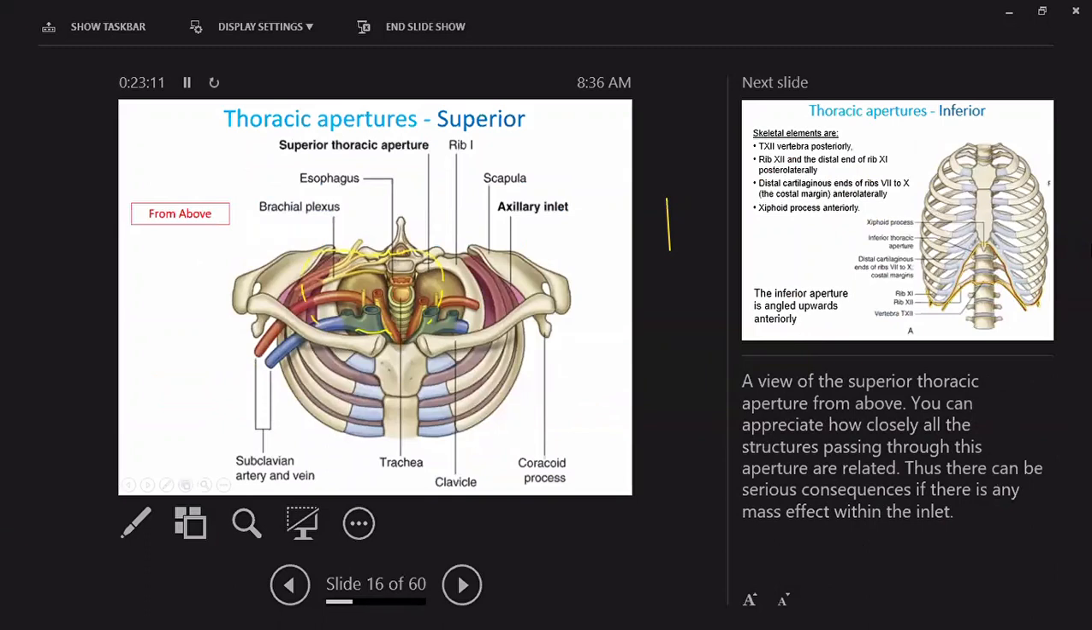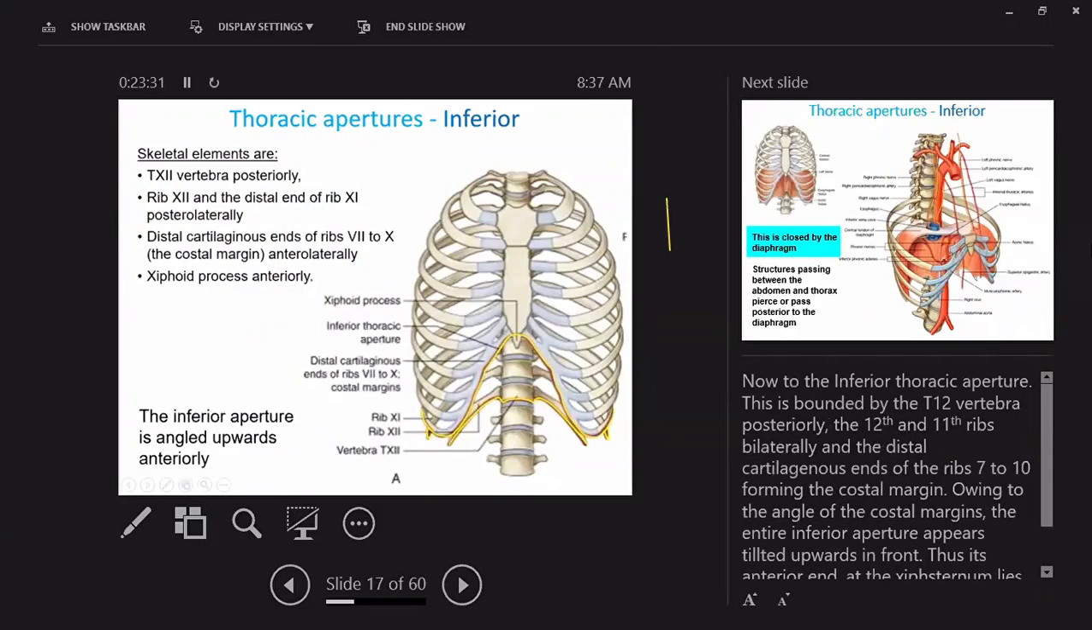So here I'm showing the superior aperture again, right? Later on when you do the neck, you will know more about these structures which go in and out, especially the vessels. I'm not going to talk about the vessels. You've seen the brachial plexus already. You know the brachial plexus already. That is also related to the first rib, right?